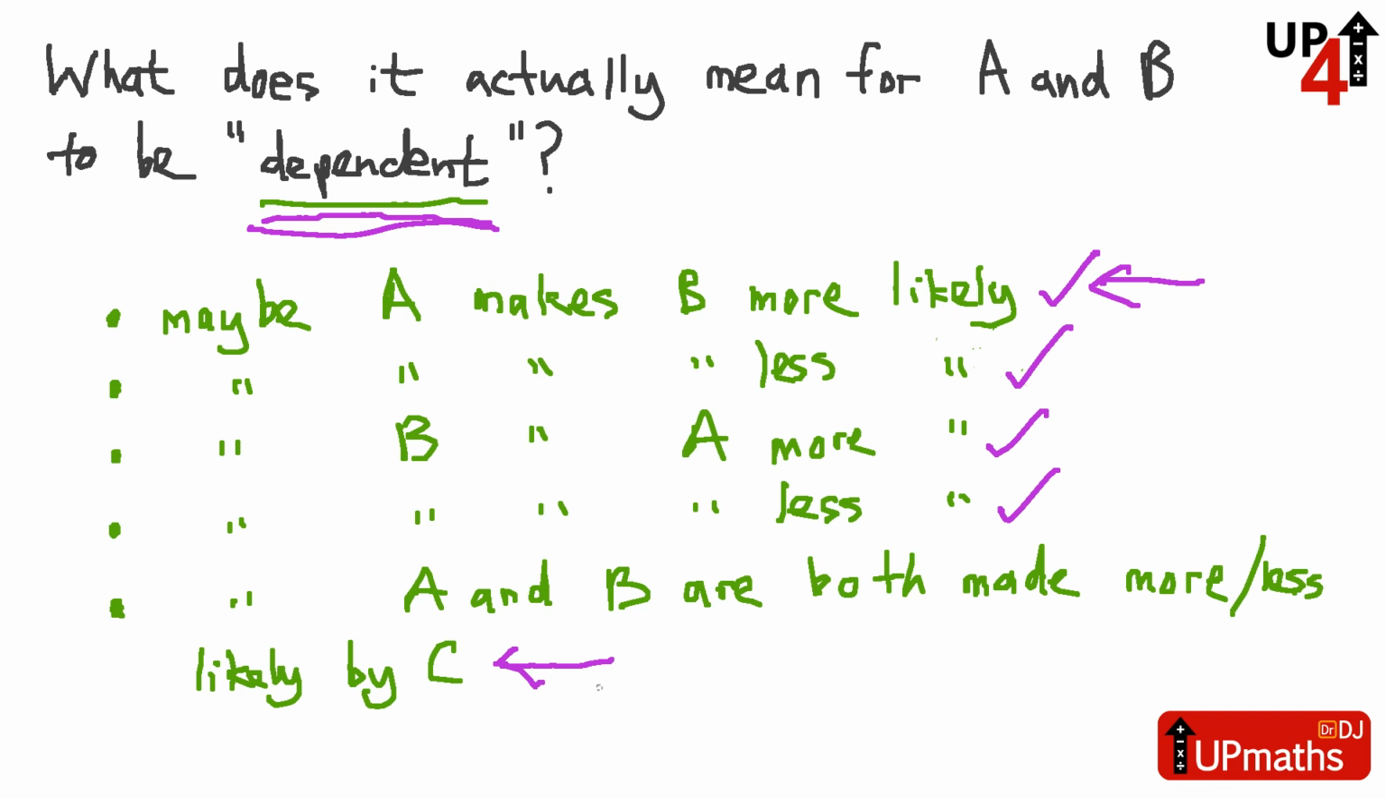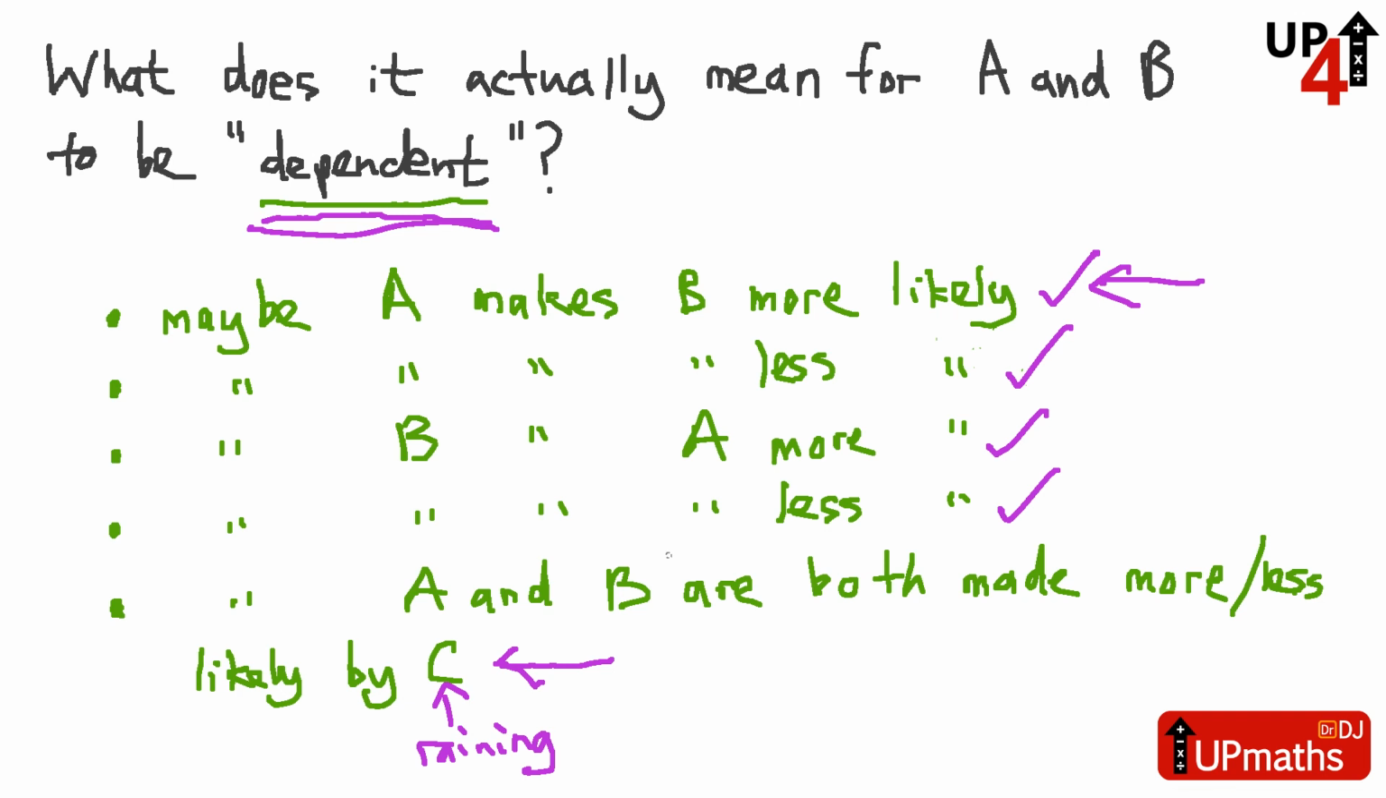That might be, okay, what's the probability of wearing a coat and what's the probability of having an umbrella? Well, they're both made more or less likely by whether it's raining. So they might be dependent on each other. And it might even be that if you're wearing a coat, you're more likely to be using an umbrella. And yet, that doesn't really make sense, because if you've got an umbrella, you don't need a coat.